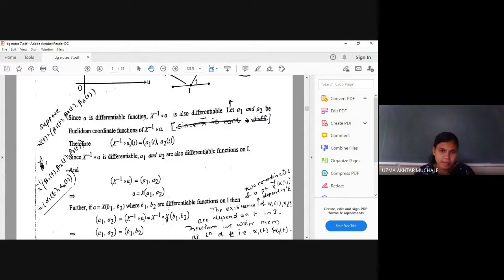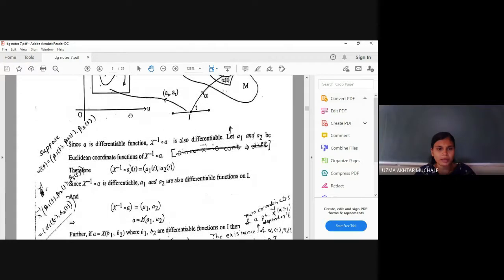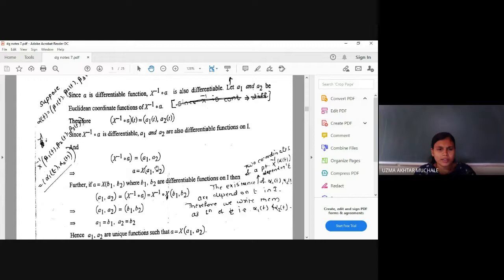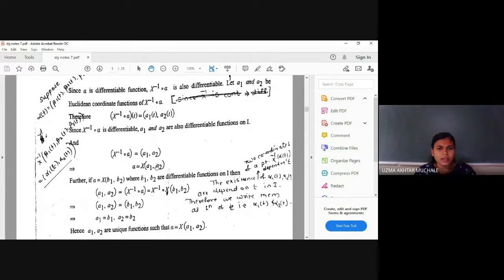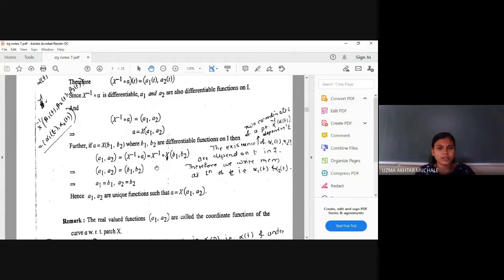Since D is in R2, it consists of two variables, which we write as a1, a2. So x inverse of alpha of t is a function from I to D, which is why we take t from the interval I. x inverse of alpha of t is equal to a1 of t, a2 of t. As t is arbitrary, we can write this for all t. Hence, if you apply x on both sides, we get alpha equal to x of a1, a2.